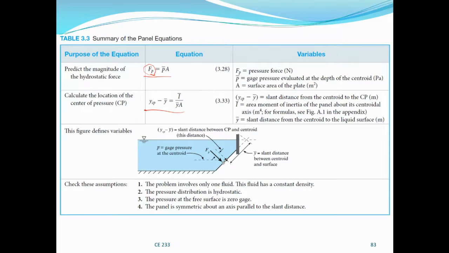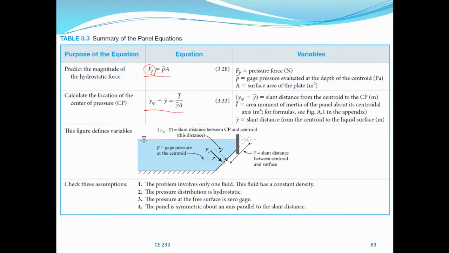We use this formula, which gives us the location of the center of pressure, the point through which the resultant hydrostatic force is passing. And this is a simple demonstration, summarizing all that we did. The gauge pressure is at the centroid. This is the resultant pressure force passing through the center of pressure.